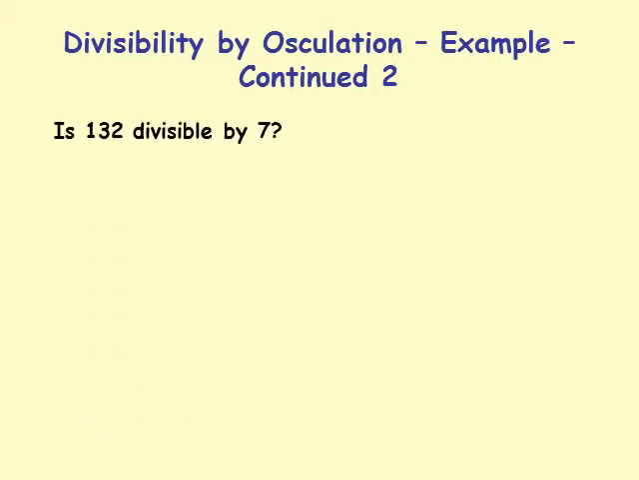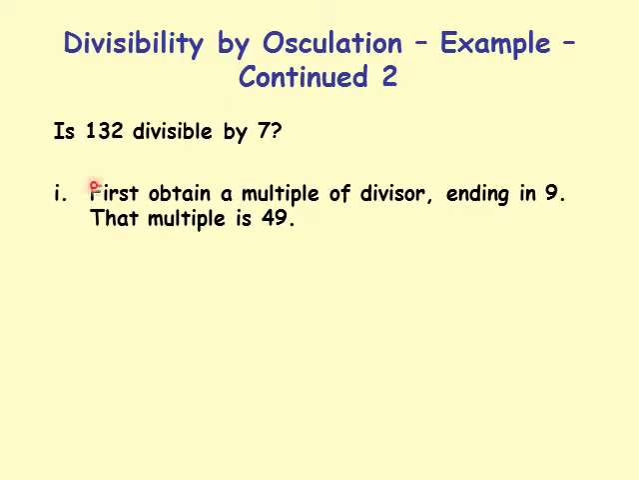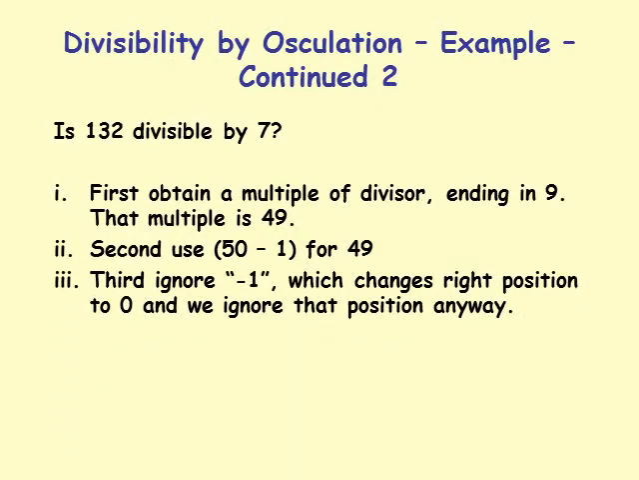Let's continue with the example. Let's reiterate and stress. First, obtain a multiple of the divisor ending in 9. That multiple is 49 for a divisor of 7. Second, use 50 minus 1 for 49, by addition and subtraction. Third, ignore the minus 1.